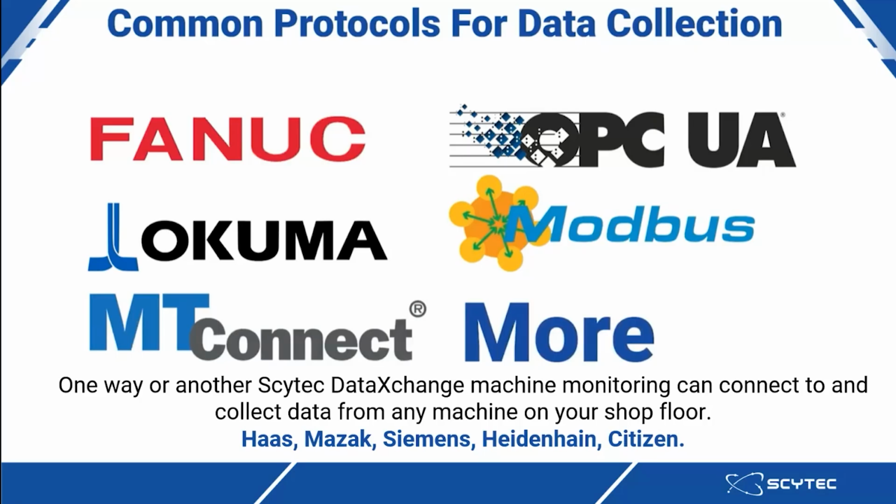And a very important tenet that I cannot hone in on enough is that DataXchange, one way or another, can connect to just about everything that is out on your shop floor and pull some sort of useful data off of it. And this includes very common machines such as Haas, Mazak, Siemens, Heidenhain, Citizen, and more.